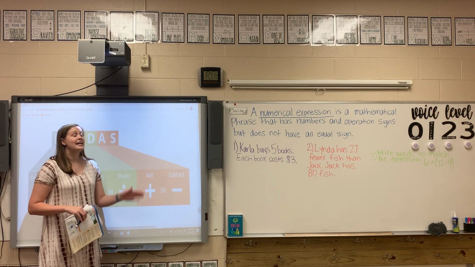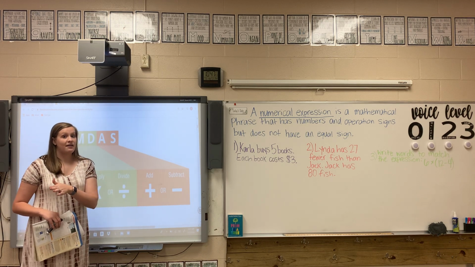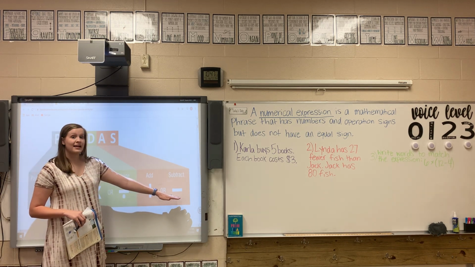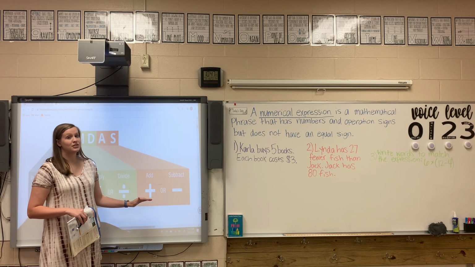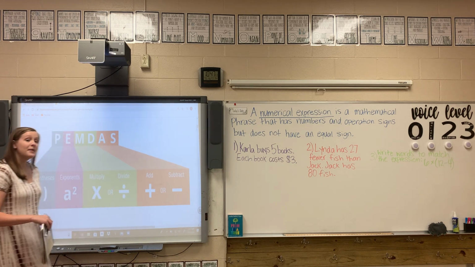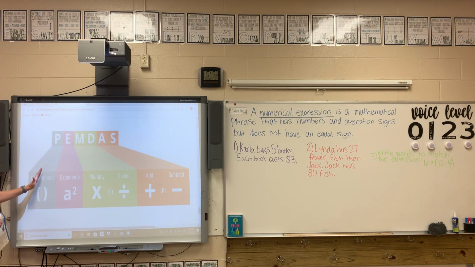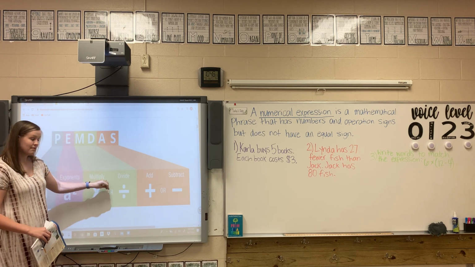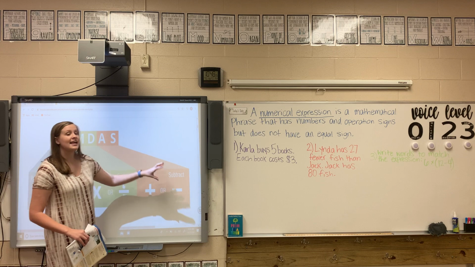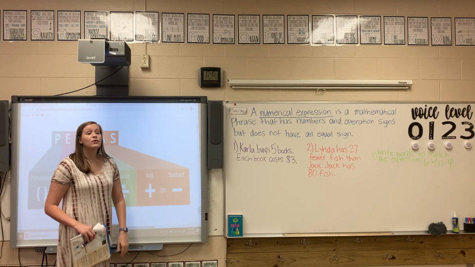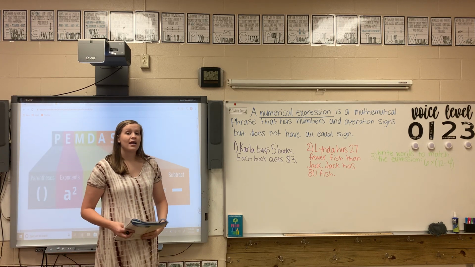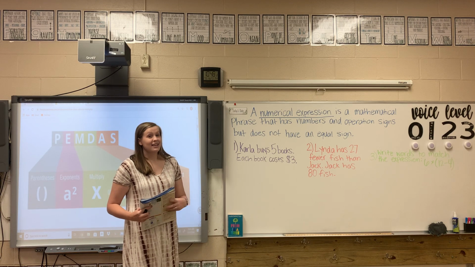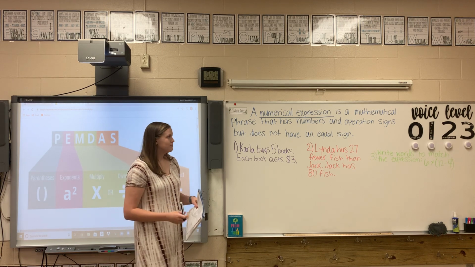So if I had 6 minus 3 plus 5, I would first do 6 minus 3, and then I would do plus 5. But you always start with parentheses. So you look for parentheses, then exponents, then multiplication and division, then addition and subtraction. And we'll go a lot more in depth with that tomorrow, but today we just needed a little overview so we can solve our last problem.